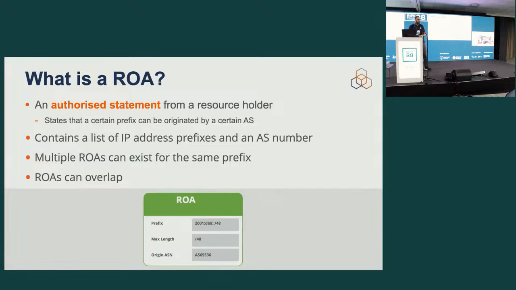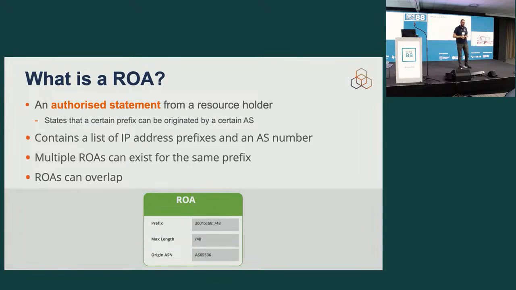crumbles. So the ROA is an authorized statement created by the resource holder, and practically it states 3 things: that a certain prefix will be announced by a certain ASN number, whether it is their own ASN number or someone else's, right? And it contains a 3rd piece of information, which is called the maximum length. We'll see it in a second, right?